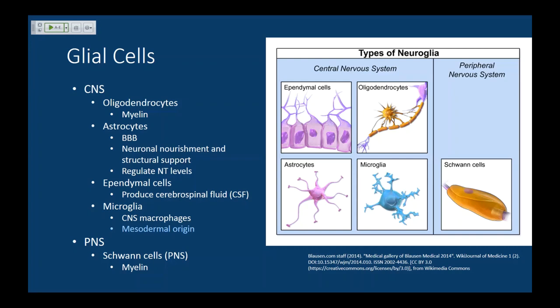So a tip when you're studying: when you see something like this where it's an exception to the rule, like everything in the brain is ectoderm except for microglia, which are mesoderm, those are the things that like to be tested on. So I think that's high yield. All right.